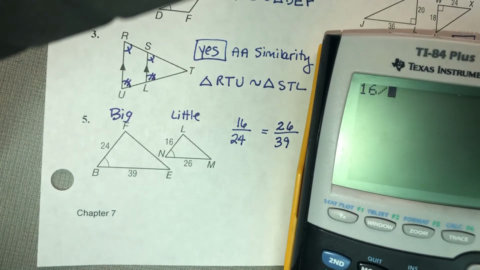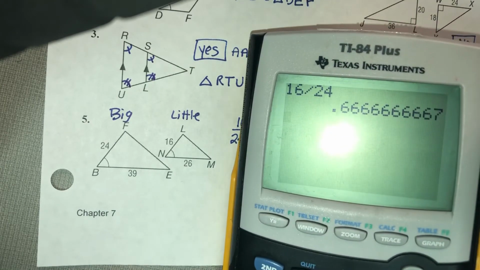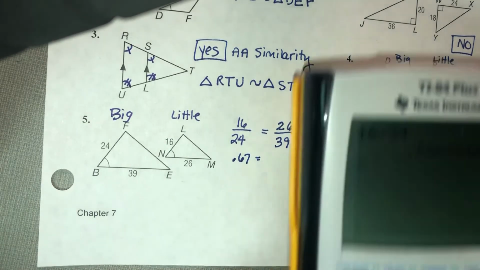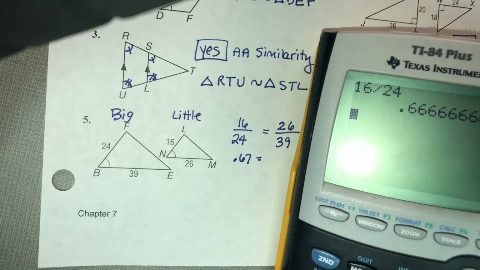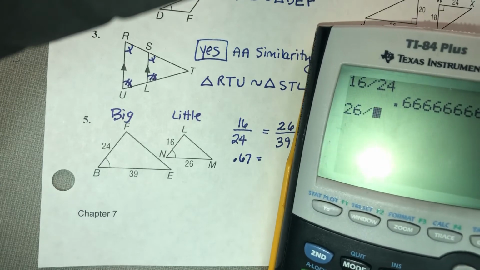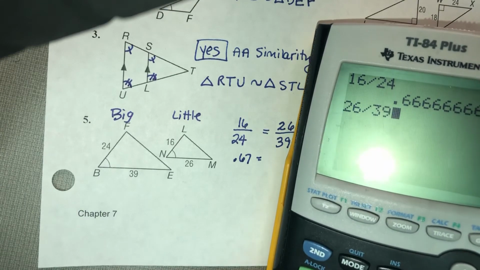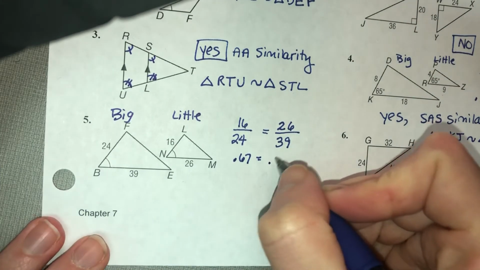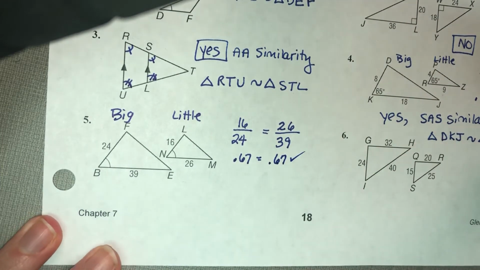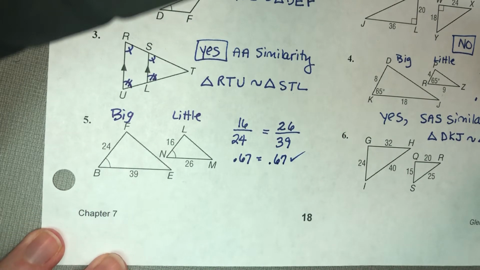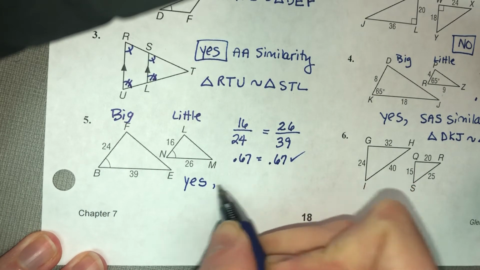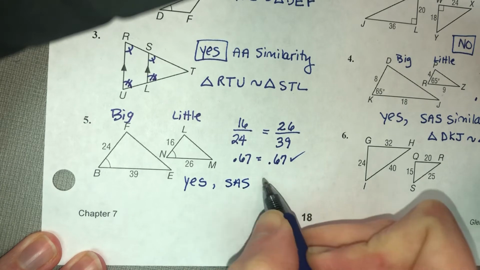16 divided by 24 gives us 0.67. And then 26 divided by 39 equals 0.67 also. So yes, they are proportional. The fractions are equal and the sides are proportional. So we're going to say yes, the triangles are similar. They have side angle side similarity.